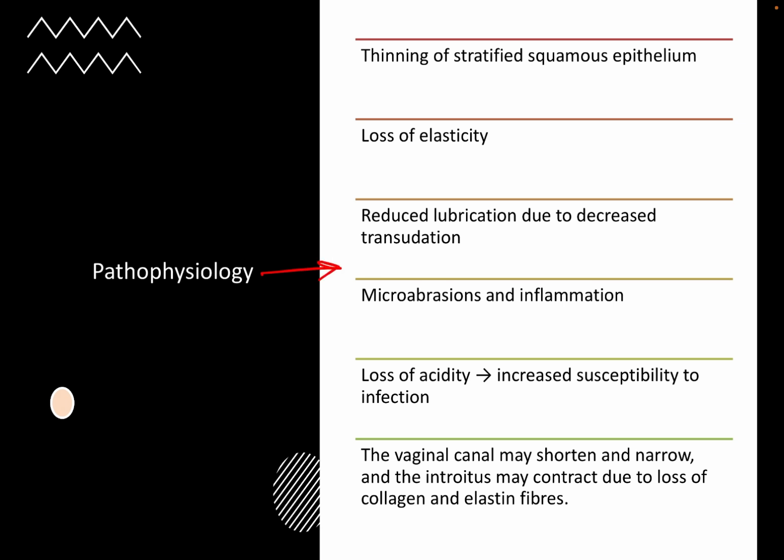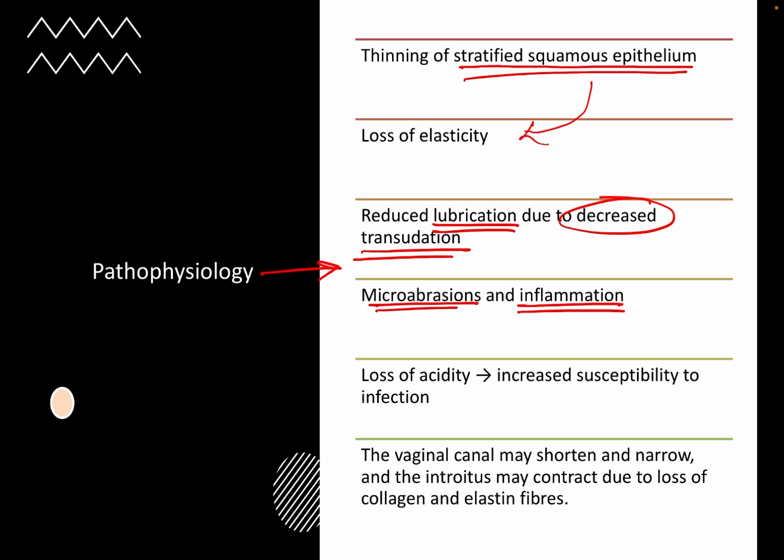So, pathophysiology. There will be thinning of the stratified squamous epithelium, followed by loss of elasticity, which results in reduced lubrication due to decreased transudation. Microabrasion and inflammation cause loss of acidity, which results in increased susceptibility to infection. The vaginal canal may shorten and narrow, and the introitus may contract due to loss of collagen and elastin fibers.